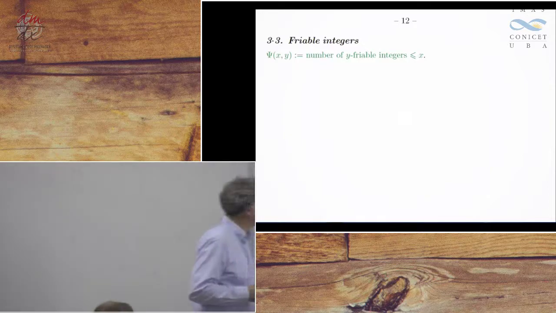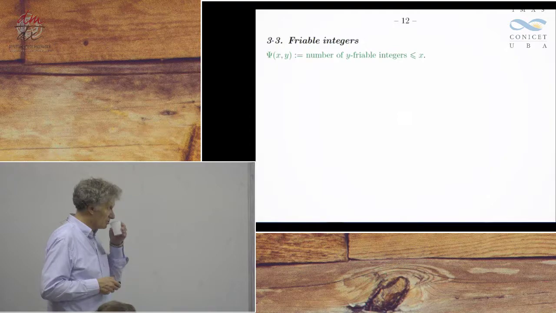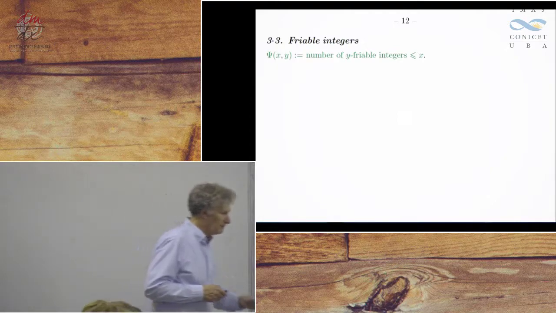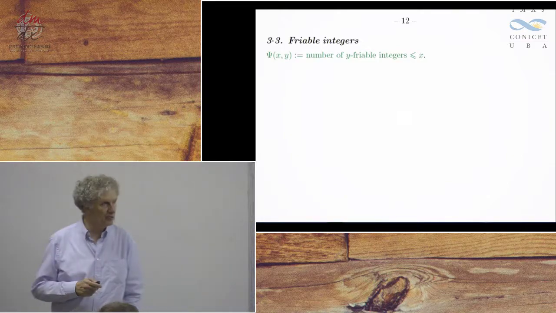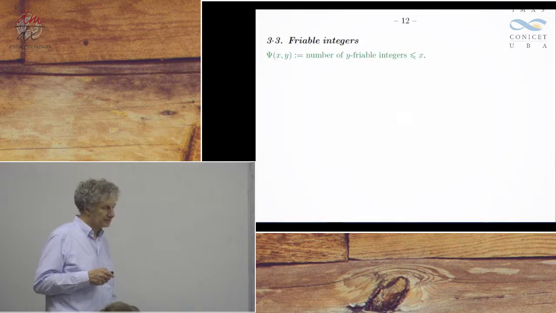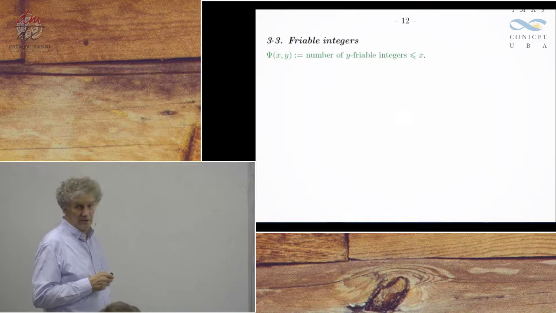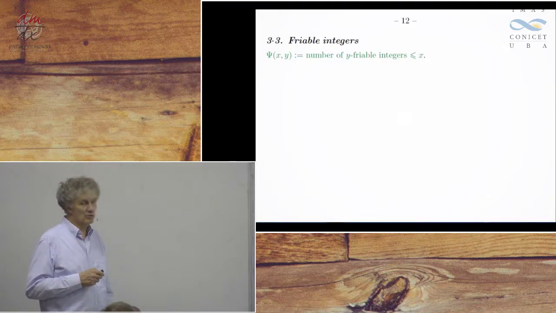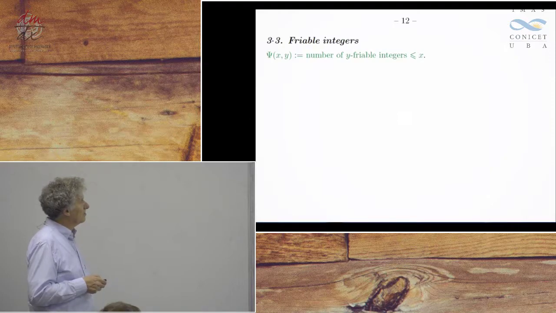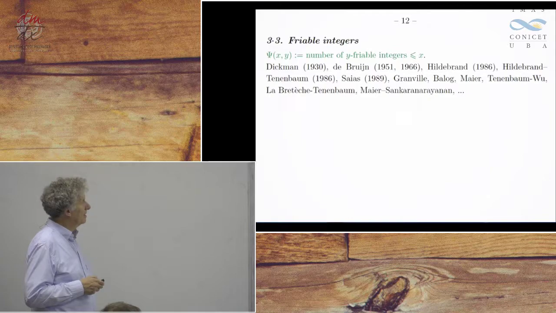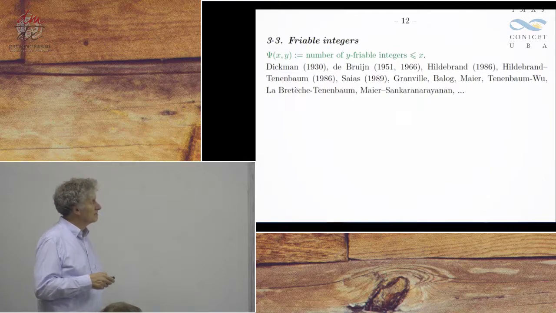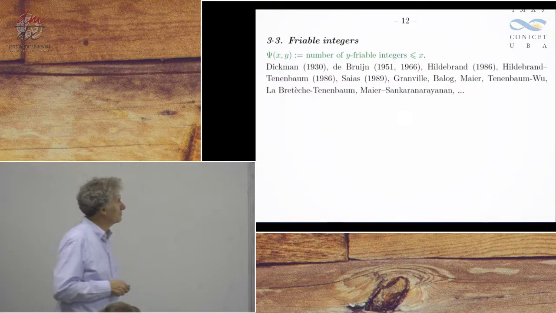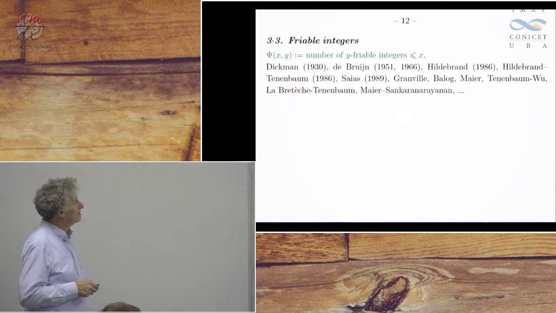And now we will pass to friable integers. So the study of friable integers is much more recent. It was first studied in 1930 by a physicist, actually, Karl Dickman, who published a paper in a journal of astrophysics. So let's consider the number of y-friable integers up to x. So as I said, it was started by Dickman and many authors. De Bruijn, 1951, 1966. So that's the same that we spoke about at lunch. Hildebrand, and there are papers by Hildebrand, my student Eric Saias, and many other people.